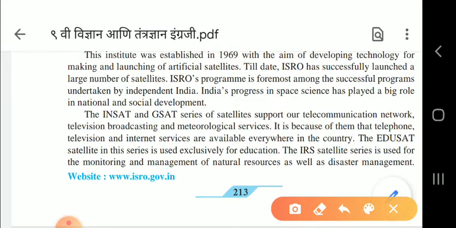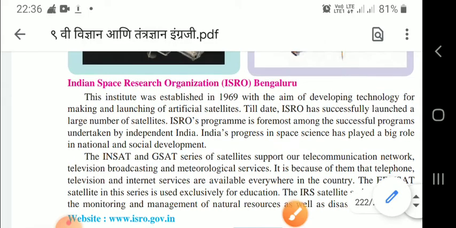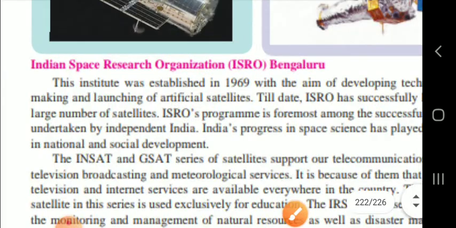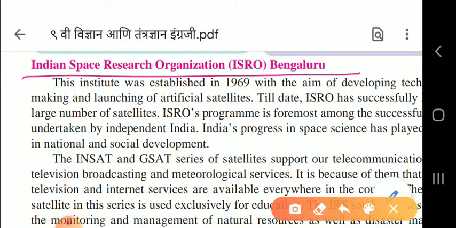Now, Indian Space Research Organization or ISRO. So we'll see this topic now. It is situated in Bangalore. This institute was established in 1969, and the aim was developing technology for making and launching of artificial satellites. Till date, ISRO has successfully launched a large number of satellites. The ISRO program is foremost among the successful programs undertaken by independent India.